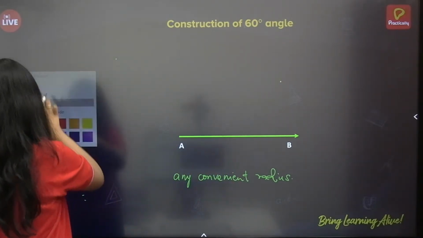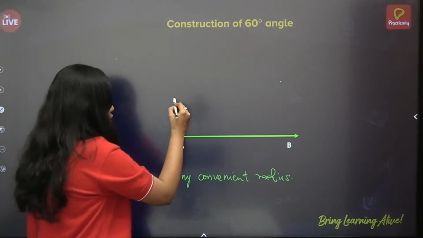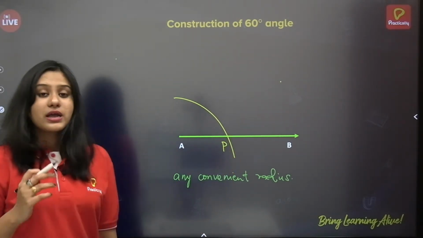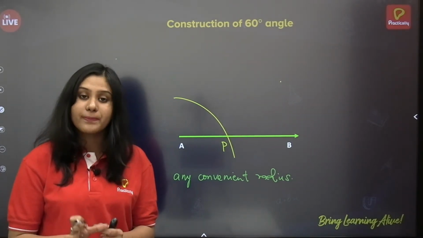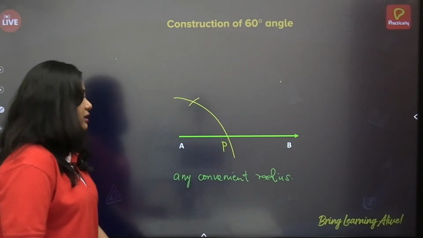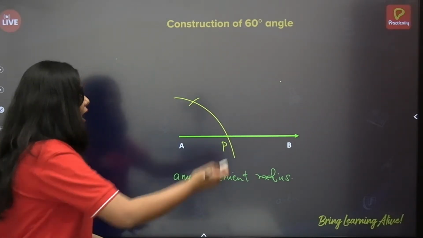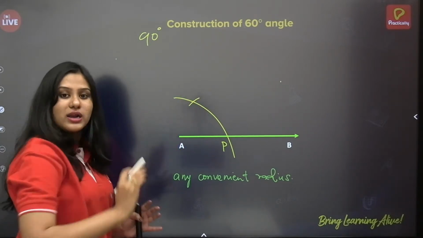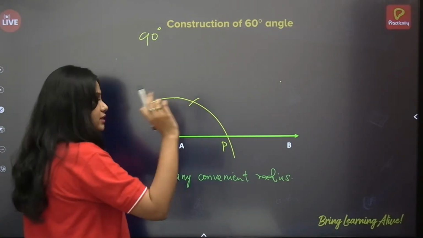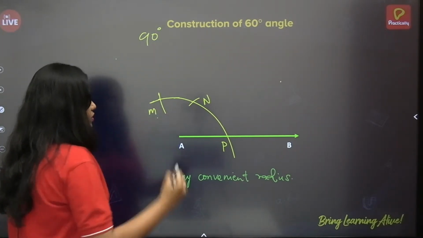Again, take some convenient radius using your compass and draw an arc. Let us assume the arc is like this. Now name this intersection point as P. Now do not change the radius of your compass, keep it as it is. Place the needle of your compass at point P and draw the arc. If I join this, it would be 60 degrees, correct? But do I want 60 degrees? No, I am doing 90 degrees. So no need to draw a line and make it complex. Now with the same radius, N as center, cut an arc. Name this as M.